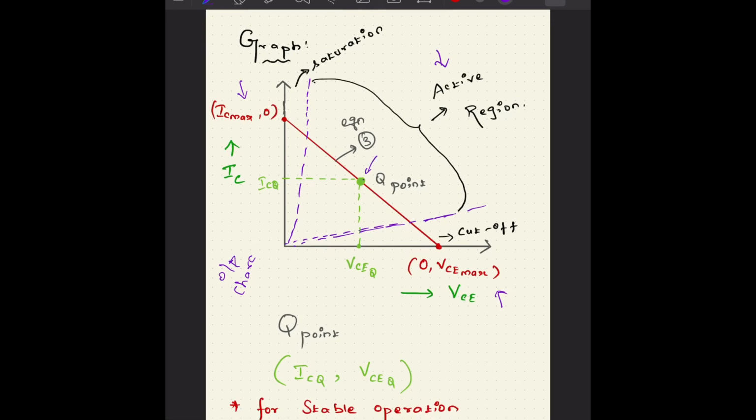While setting the Q point on the DC load line, we name the parameters ICQ and VCEQ, that is quiescent collector current and quiescent voltage across collector and emitter. This is a very important point. Again I am saying, for stable operation we keep the Q point in the active region and also at the center of the DC load line. This is very important. For any design, if you are going to use the transistor as an amplifier, you have to keep the Q point at the center. This is the design methodology of a transistor.